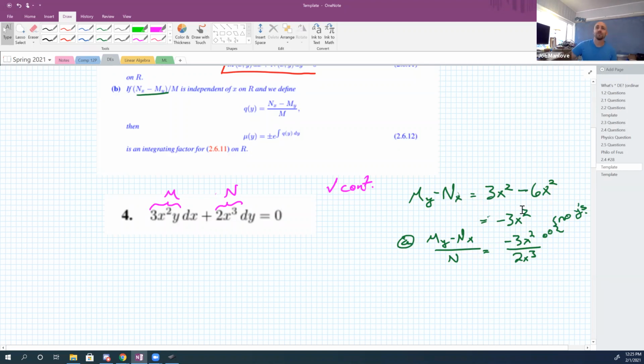Okay, so simplifying this a little bit, since I'm going to have to integrate it, I got minus 3 over 2x. And so my integrating factor, mu, with a very long tail, so Jordan can tell it from the m's, is going to be plus or minus e to the integral of minus 3 over 2x dx.